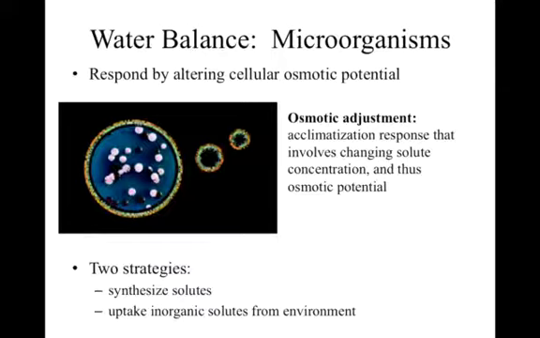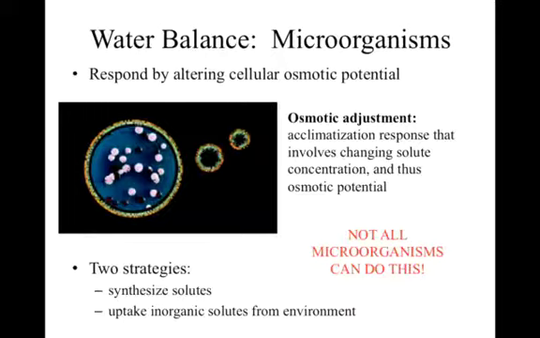There's two ways they can do this. So basically if the environment becomes more salty, then they may want to become more salty. And so they could synthesize salts, and that's one way to make their internal guts more salty so that it's more similar to the environment around them if the environment becomes more salty. The other thing they can do is they can actually take some inorganic solutes from the environment and put that in their body to again balance it out.